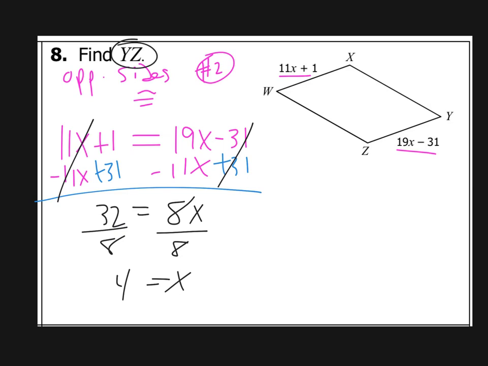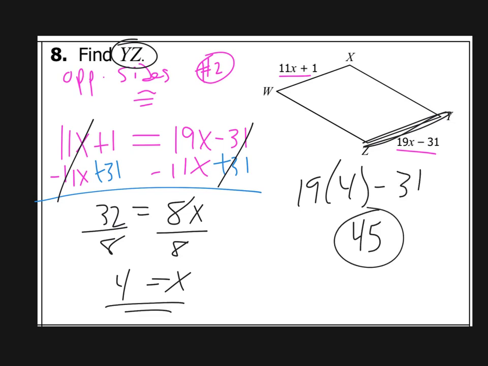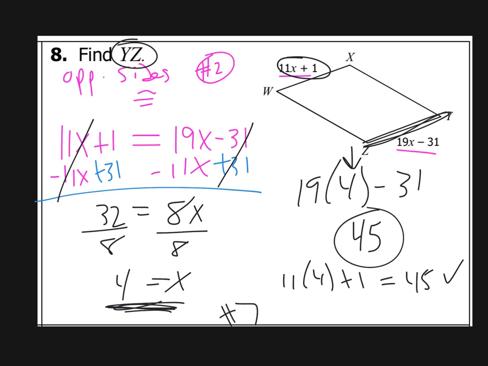It asked me to find YZ. YZ is right here, so 19 times 4 minus 31 is going to be my answer. I get a value of 45, so x equals 4. I put 4 in for x, and I get 45 for a length. Just for kicks, 11 times 4 is 44, plus 1 is also 45. So I'm feeling pretty good about that x value. Okay, you complete number 7 now. Press pause.